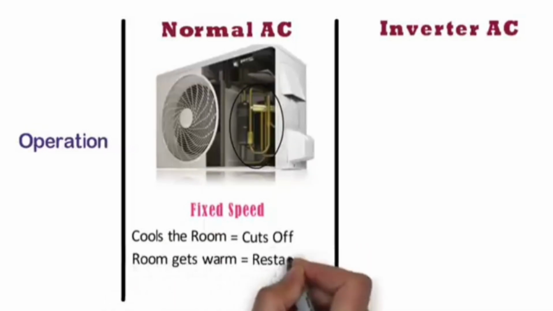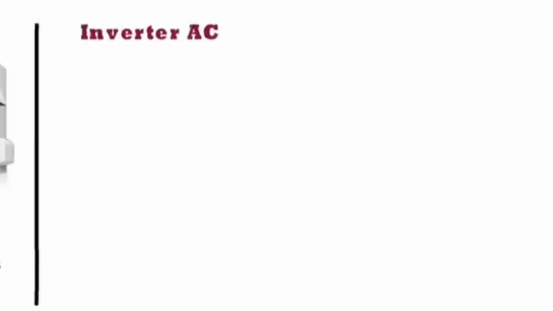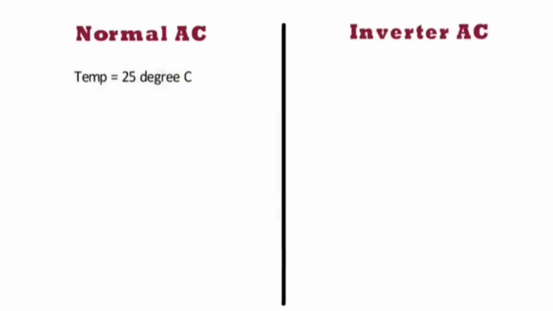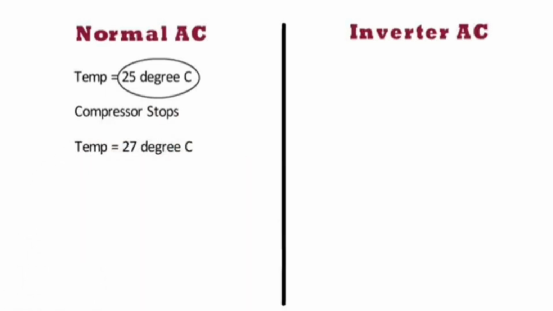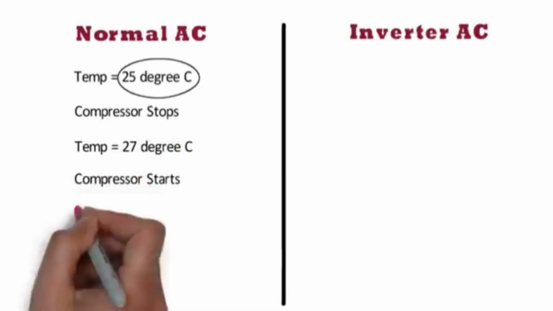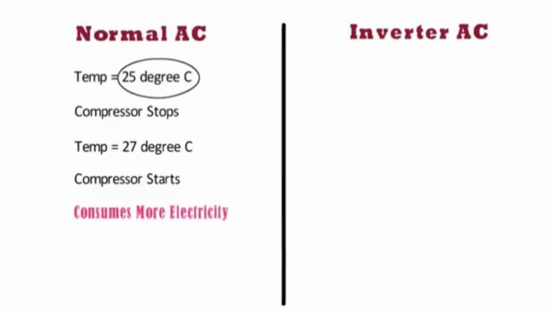Then again it restarts. For example, if you set a 25-degree temperature and soon 25 degrees is achieved, the compressor located in the outdoor unit completely stops. Again when the temperature comes to 27 degrees, it starts with a fixed speed to achieve the set temperature. So it consumes more electricity.